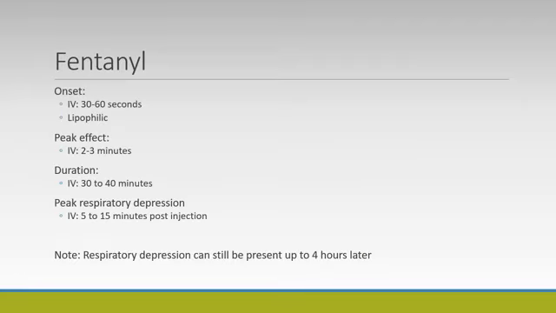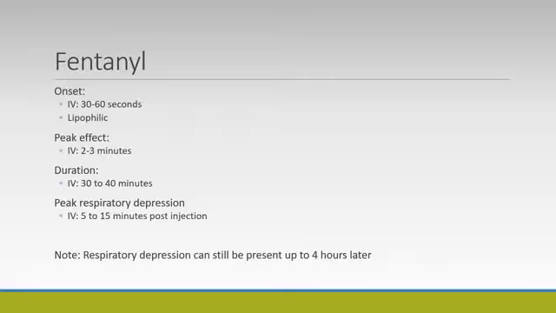With the onset with fentanyl, when it's given IV, the onset's about 30 to 60 seconds, so it's a very, very quick drug. And that really reflects the lipophilic nature of it. It's very lipophilic, so it's able to penetrate through cell membranes very, very easily and very, very quickly. And so this drug is going to have a very, very quick onset.